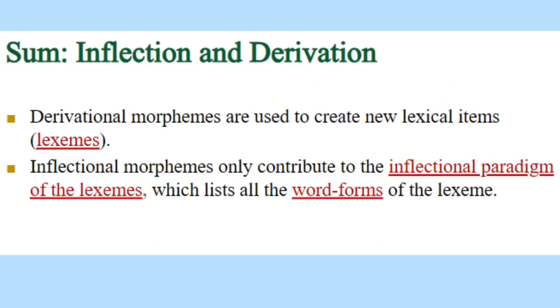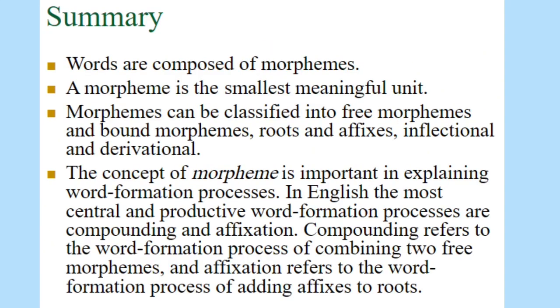Derivational morphemes are used to create new lexical items, lexemes. Inflectional morphemes only contribute to the inflectional paradigm of the lexemes, which lists all the word forms of that lexeme. So the summary is that words are composed of morphemes. A morpheme is the smallest meaningful unit.